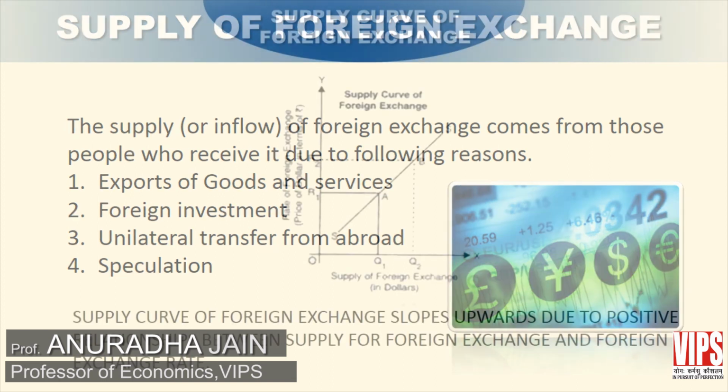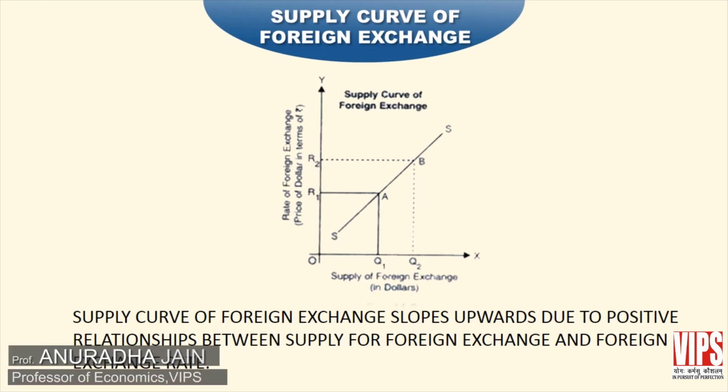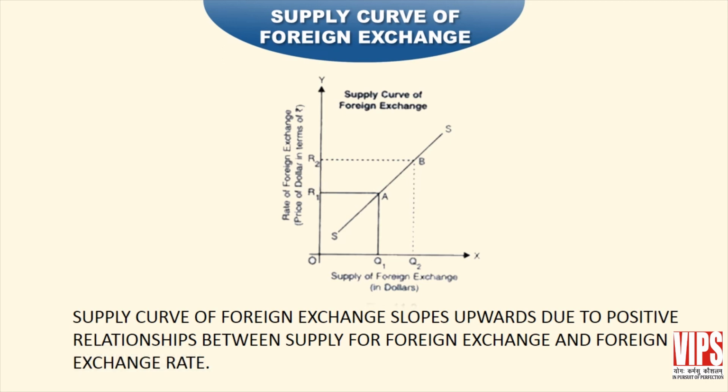If we draw the graph of the supply curve of foreign exchange, we can see that it will be upward sloping. In this graph we are taking supply of foreign exchange on the x-axis and the exchange rate on the y-axis. Now, why is it upward sloping? Because if the exchange rate increases, then the supply of foreign currency also increases, because it becomes more profitable and more supply will come into the market. Therefore, the supply curve is upward sloping.